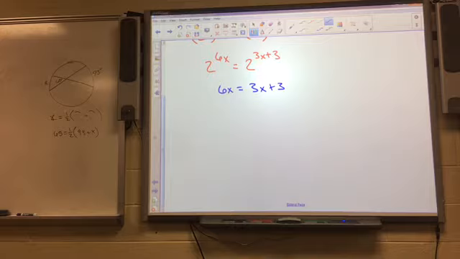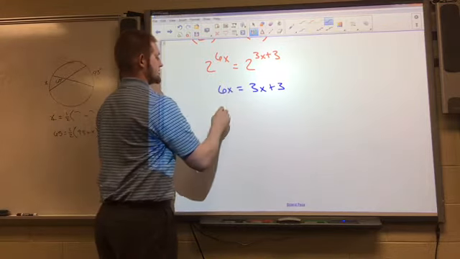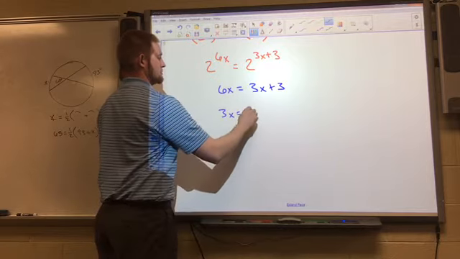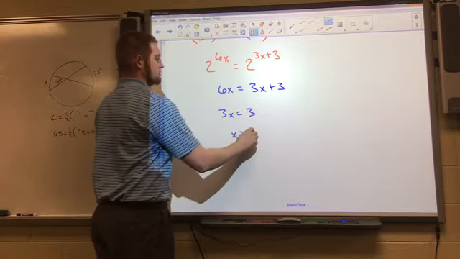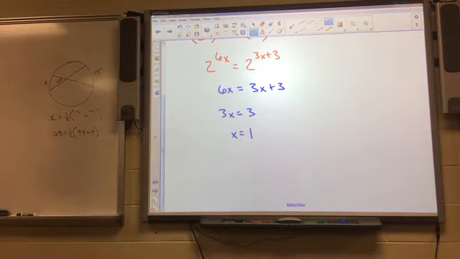Everybody okay? So then we just start solving this. Subtract 3x. I get 3x equals 3, x equals 1. Again, that's the easiest example. So they're going to be a little bit harder.